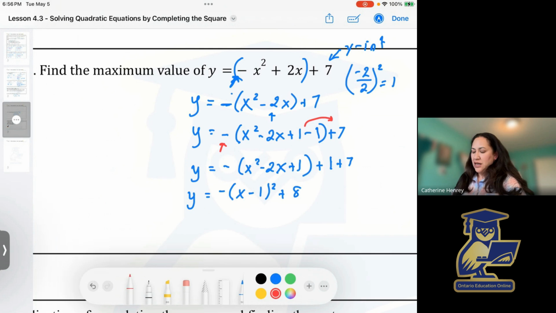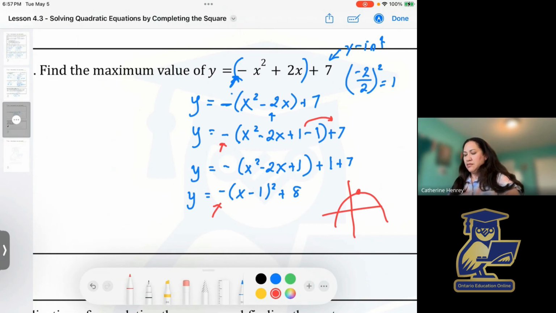So now what does this tell me? Yes, I know that it's a parabola that opens down. My vertex is 1, 8. So something like that. And we know we're talking about a maximum value.